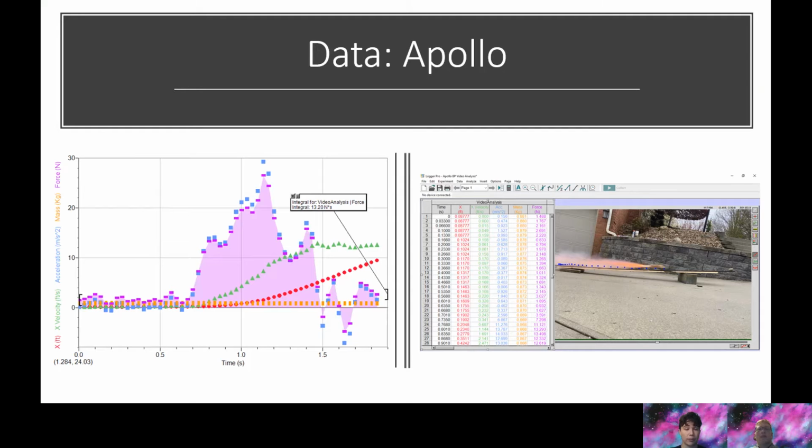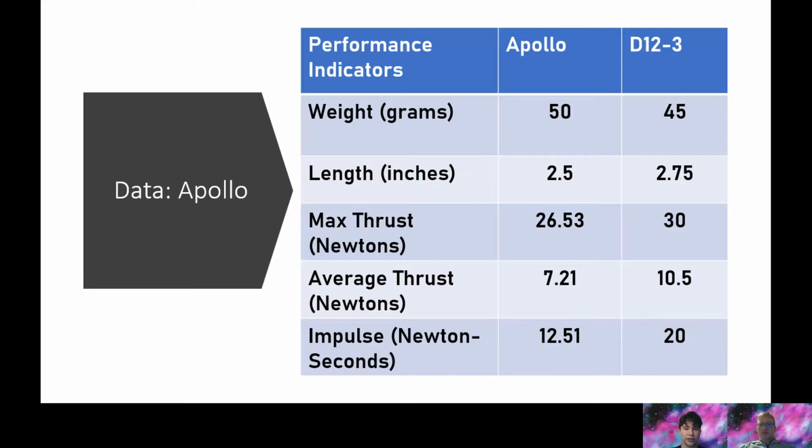Next, we have data on Apollo. You can see the force curve is a little bit messed up here. It has that max thrust peak, but then after that, the trail off to the average thrust is kind of unusual. We're not sure what the negative blips there are, where the force goes into negative territory. But the data for the performance indicators shows that it was a mediocre engine. Its average thrust was less than expected, but its max thrust was pretty high, and its impulse was not bad.